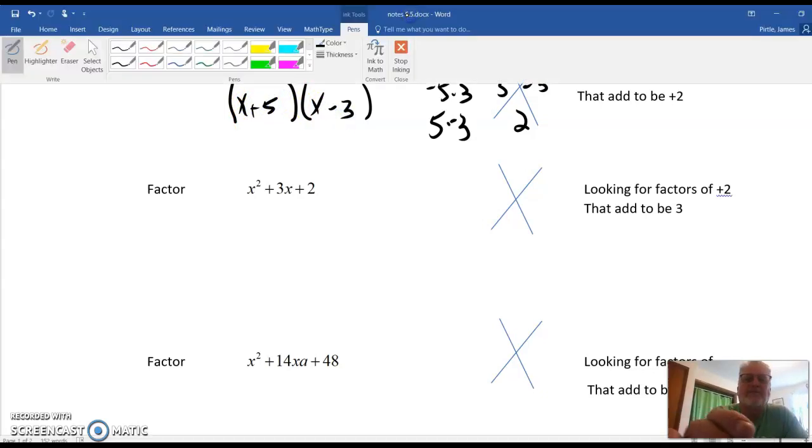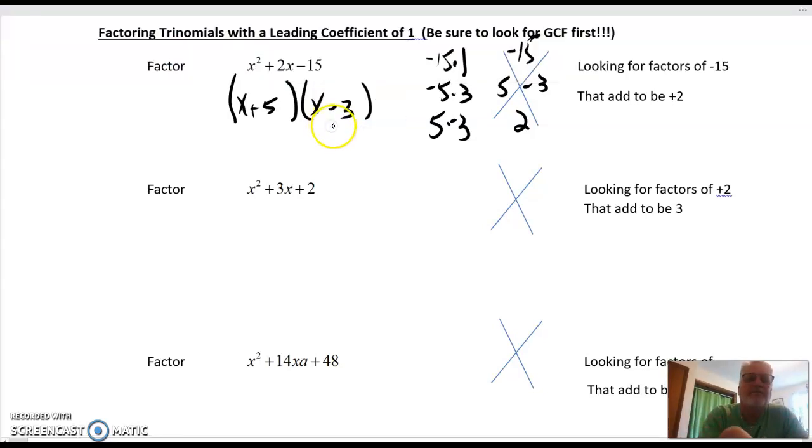What's happening here is we're unfolding this. I'm going to show you why this works. By the way I picked it, x times x gives me the x squared, and 5 times negative 3 gives me the negative 15. So I've already got the x squared and the minus 15. But this one gives me the 5x, and the outside gives me minus 3x. That right there is where your 2x is coming from in the middle.